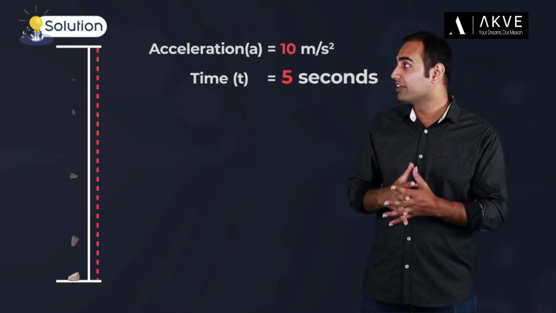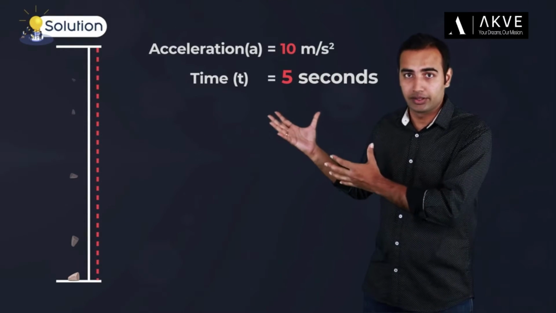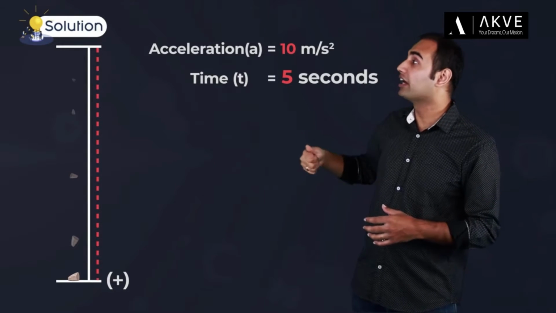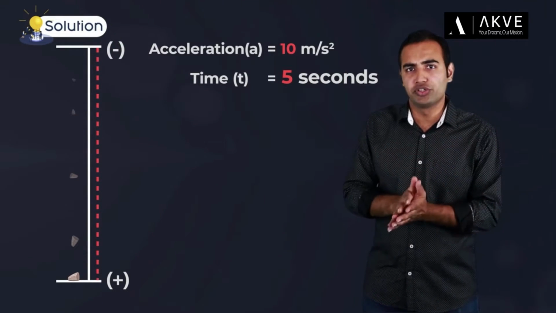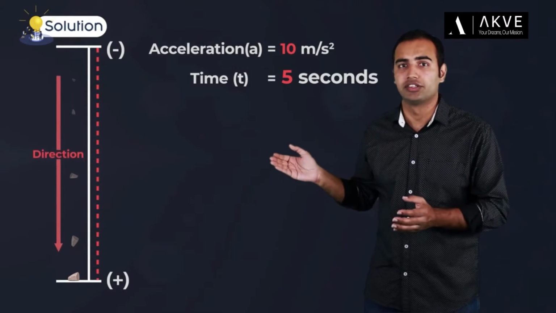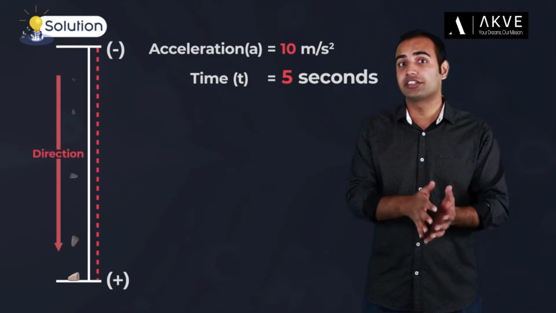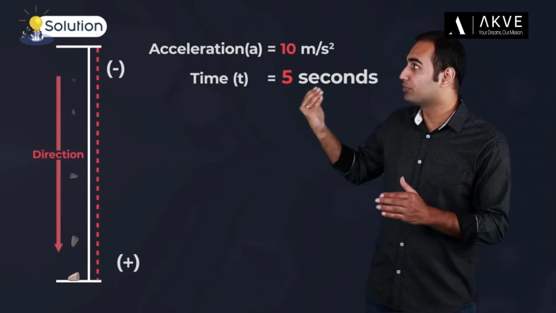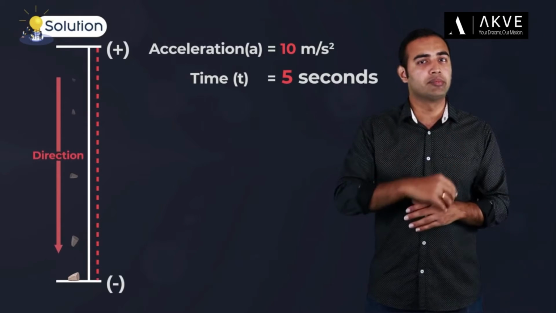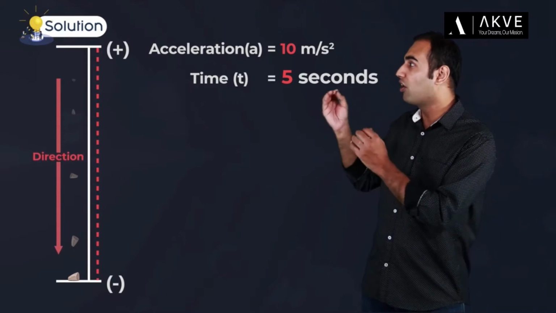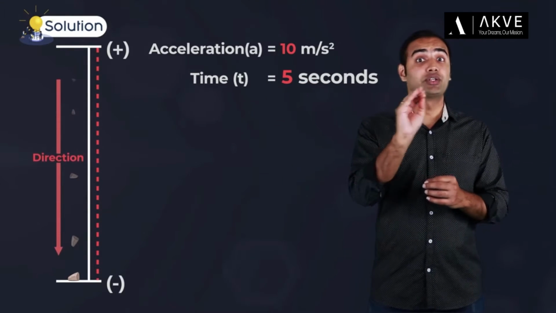So, the sign convention I'd choose by looking at this diagram would be downwards positive and upwards negative, because most of the motion is happening in the downward direction, so it will help me ease my calculations. Now, you can choose the opposite sign conventions as well, but remember, if you do that, you put all the negative signs properly in the relevant quantities.